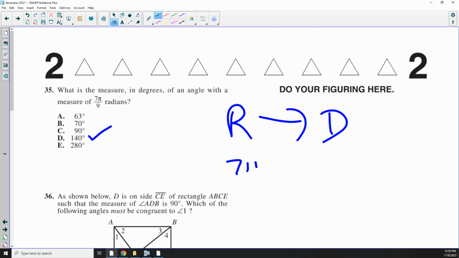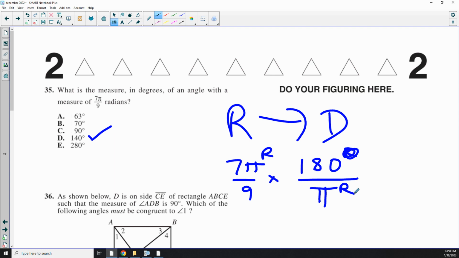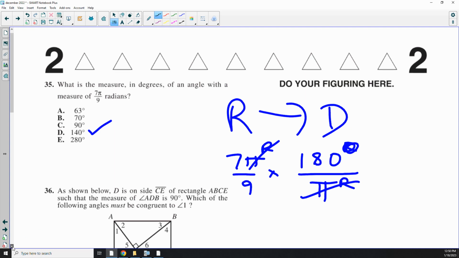The conversion factor, for those who have pride, is there are 180 degrees in pi radians. So the pi's would cancel, and the answer would be 7/9 times 180 to get 140.